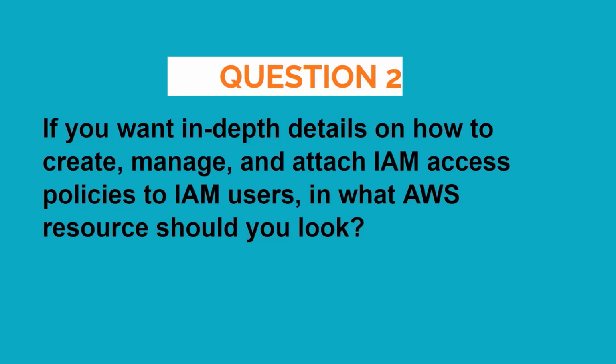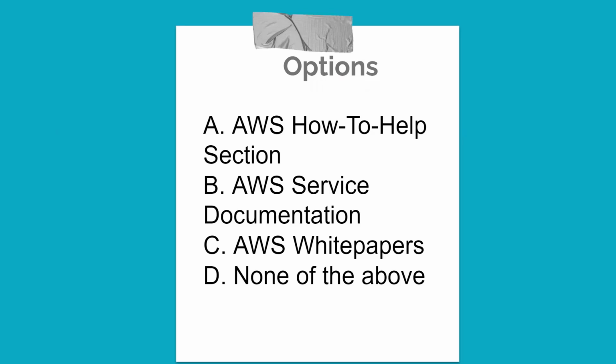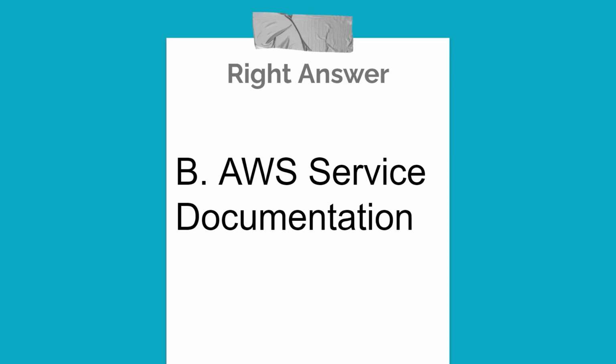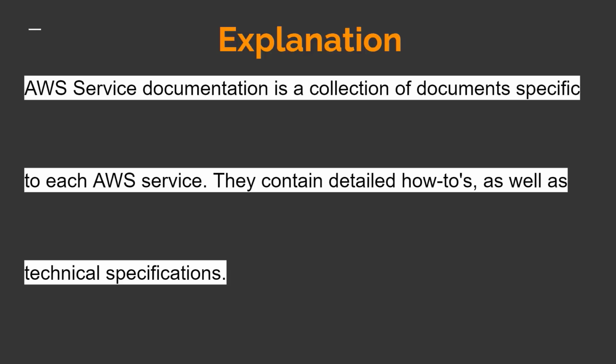Question 2. If you want in-depth details on how to create, manage, and attach IAM access policies to IAM users, in what AWS resource should you look? Option A. AWS How to Help section. B. AWS Service Documentation. C. AWS White Papers. D. None of the above. Right answer is B. AWS Service Documentation. Explanation. AWS Service Documentation is a collection of documents specific to each AWS service. They contain detailed how-tos as well as technical specifications.